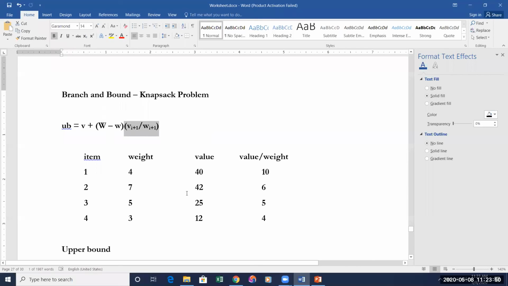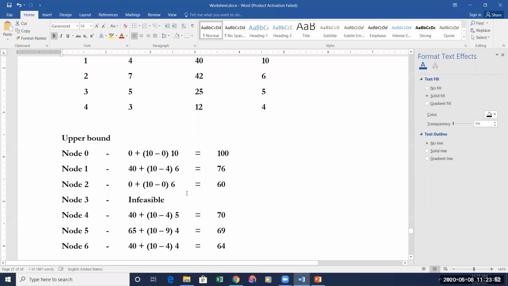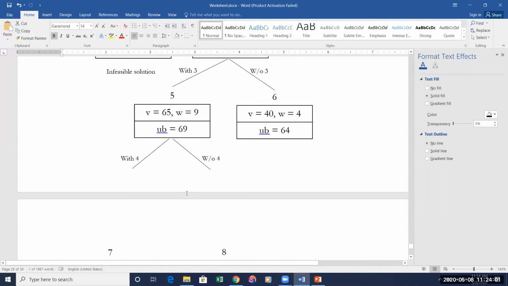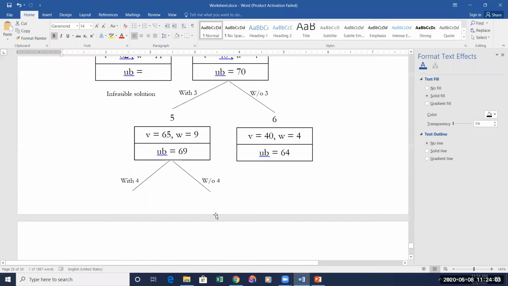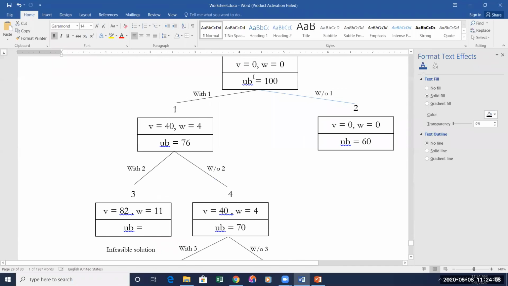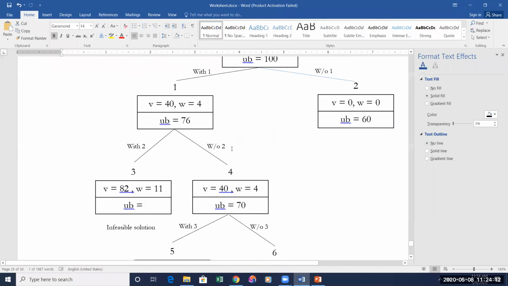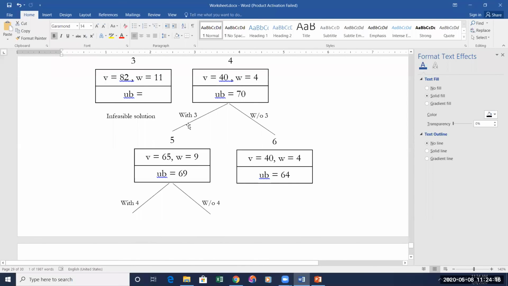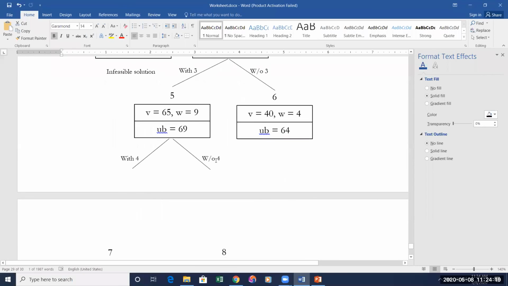And how to write the upper bound for that: the value for the upper bound is the total of the values of the items that are considered till that node. That means which are the items that are considered till this node. To reach this node, how have you come? So observe this with 1. So item number 1 you are considering. Without 2, 2 you are not considering. With the 3, item number 3 you are considering. 1 and 3 you are considering. 4 also you are not considering. So item number 1 and 3.